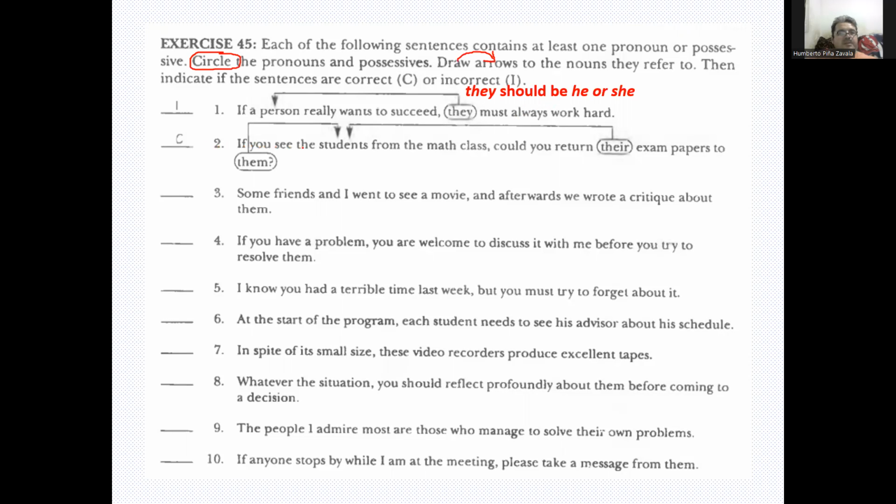Number two: if you see the students from the math class, could you return their exam papers to them? Right, their exam papers, the students, to them. So this is correct. Okay, so now is the time for you to pause the video, complete the exercise, then come back and check your answers.